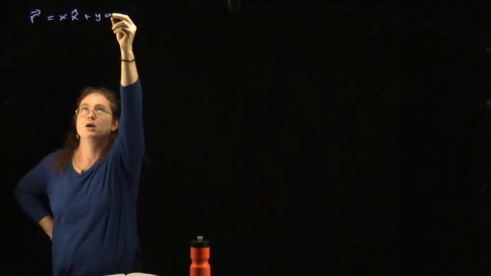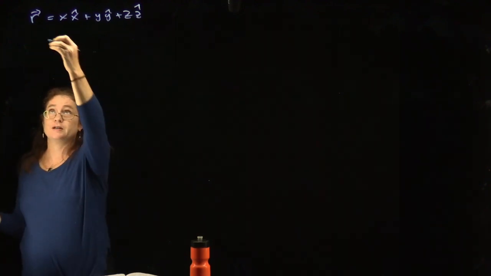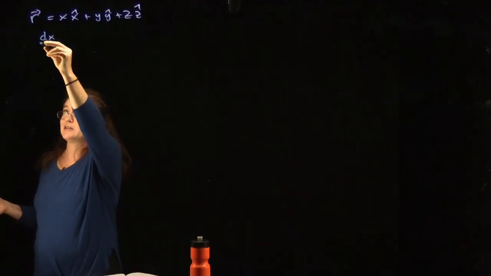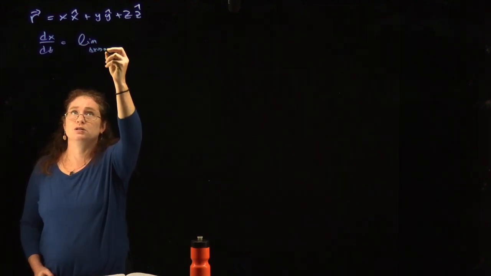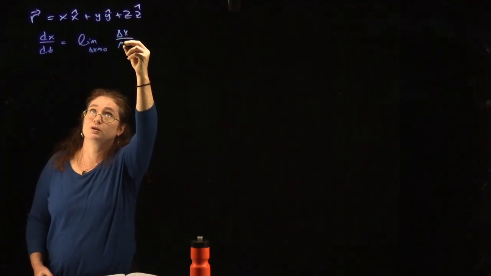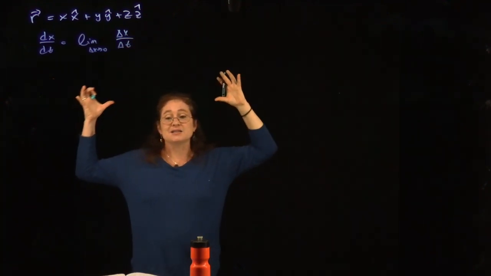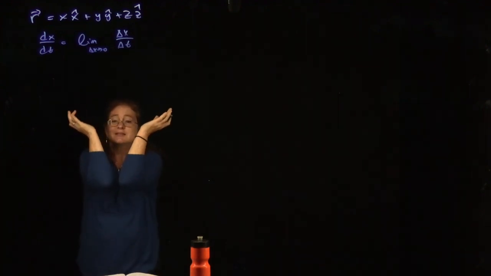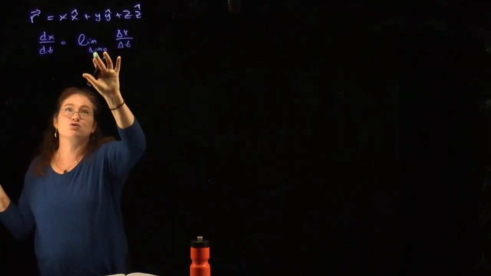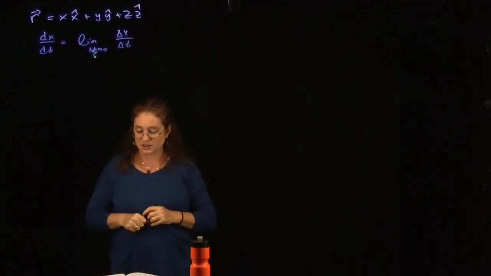All right. Now we're going to talk about differentiation of vectors. So I am going to write my sample vector. We're going to use r. r is x x hat, plus y y hat, plus z z hat. And when we talk about differentiation, dx dt, we define this as the limit as delta t goes to 0 of delta x over delta t. We are looking at what a small change in x does as you divide by a small change in t. As you shrink delta t, teeny tiny small, what does it look like?